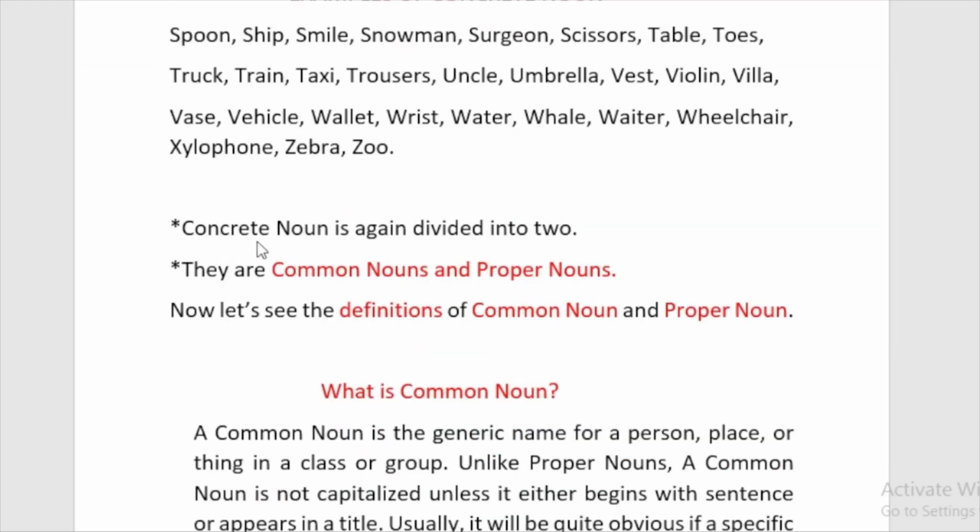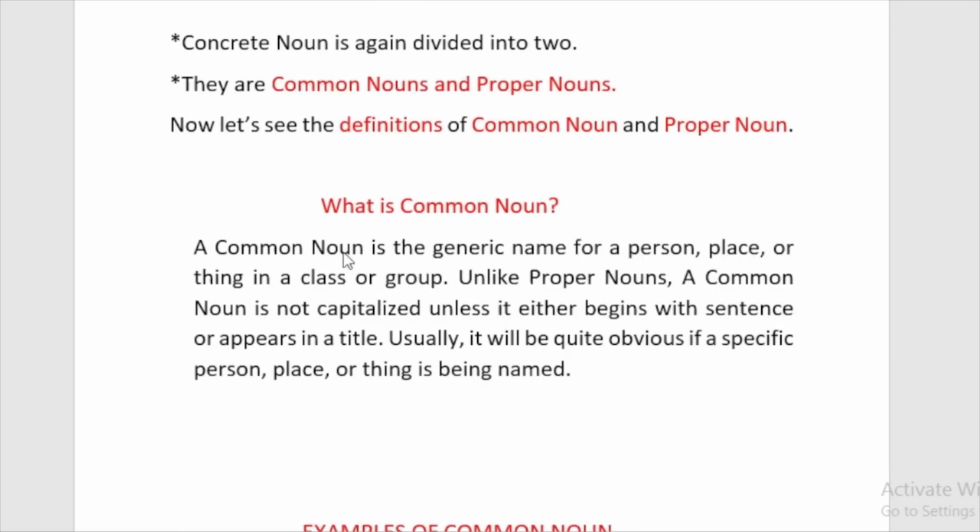As I have told you earlier, concrete noun is again divided into common nouns and proper nouns. The very word common and the very word proper tells you what it means. So now let's see the definitions of common noun and proper noun.